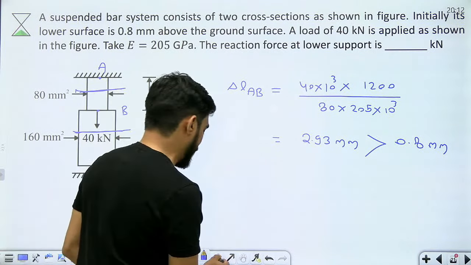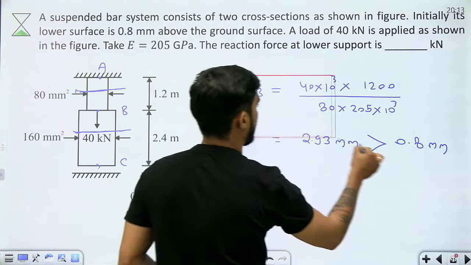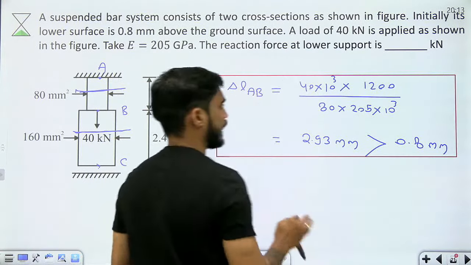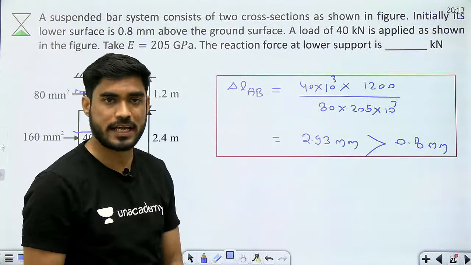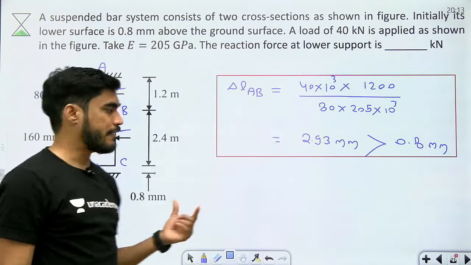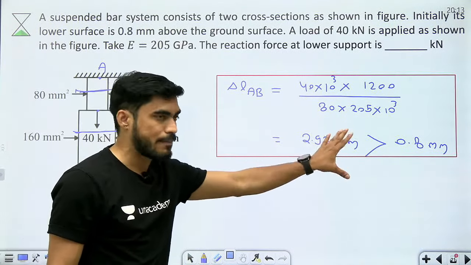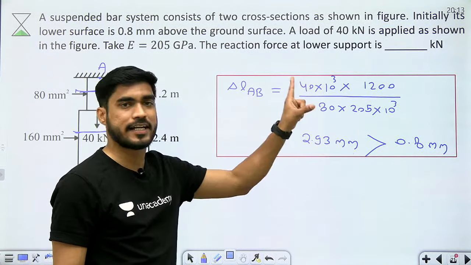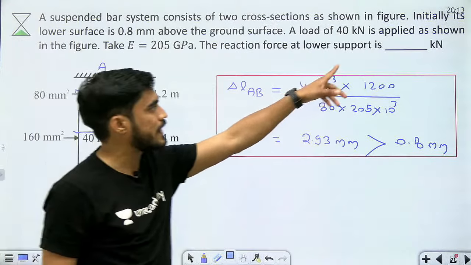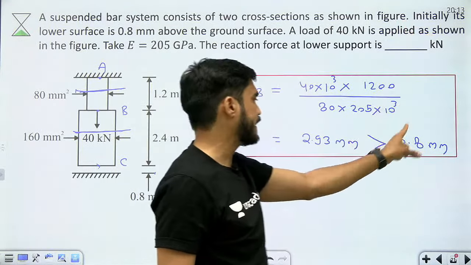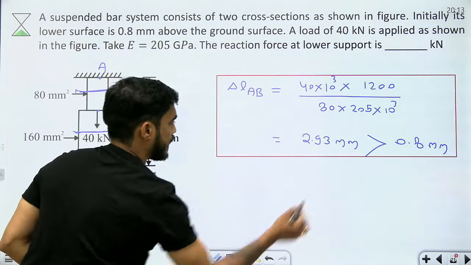तो बेटा अब मैंने ये चीज प्रूव कर दी. Now I have proven that there will be a reaction at C. अब इसका कोई काम नहीं है. Now this has nothing to do with the solution. I was just checking whether there will be a reaction at C or not. If this was less than 0.8 or equal to 0.8, then there will be no reaction at C and your answer will be 0. But right now it is more than 0.8, so there will be a reaction at C.